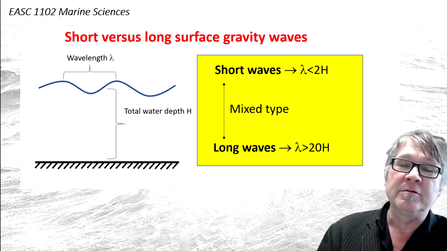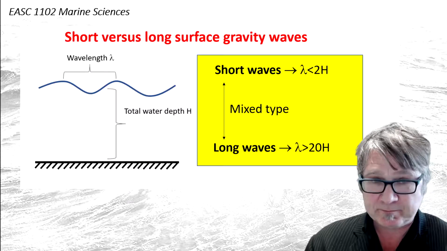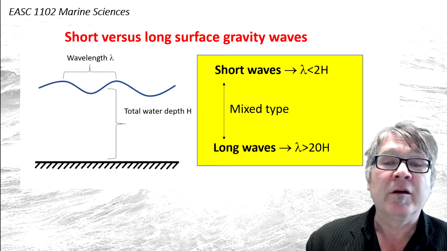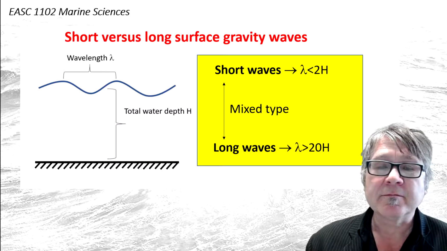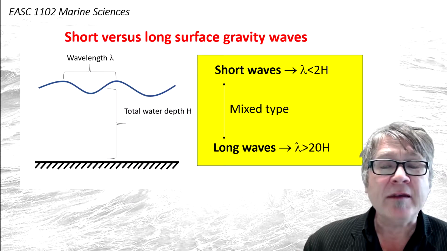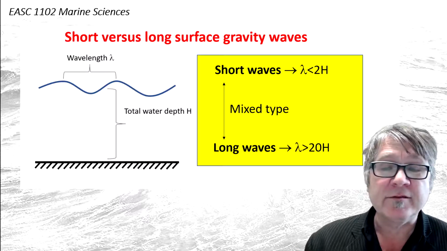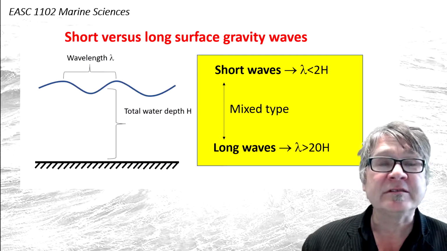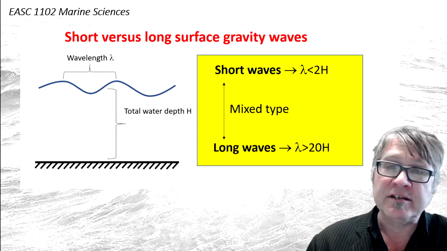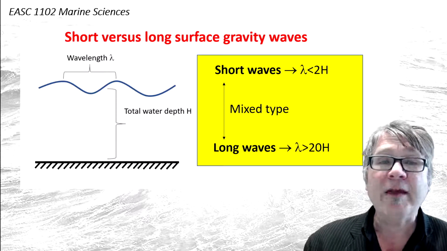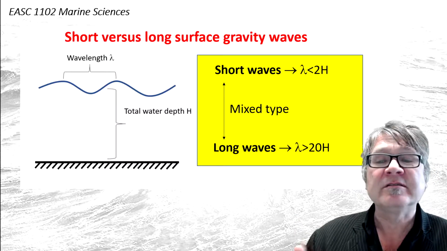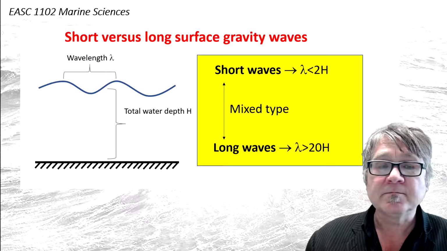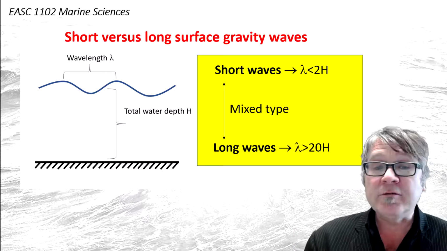And going back to this thing, we have two different types of surface gravity waves. They depend on the ratio of wavelength to total water depth. Total water depth is the distance between the surface and the seafloor, and wavelength is the horizontal distance between two wave crests.